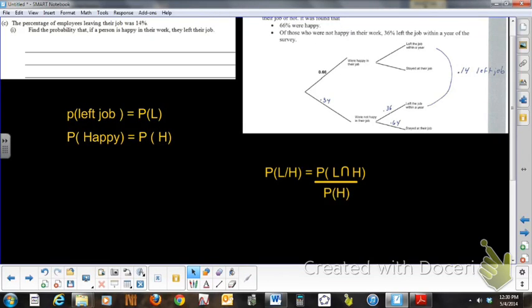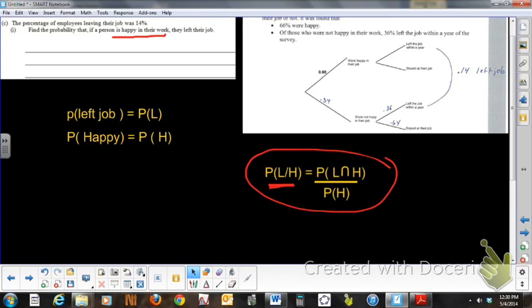Now, the more formal way of doing this is to deal with the conditional probability actual formula. And here it is here. It looks quite complicated, but it's not. It's just, if we read the question, we want to know the probability that if a person is happy, they left their job. So given that they're happy, they left their job. So this is how this reads here.